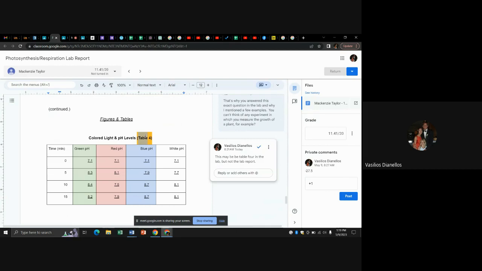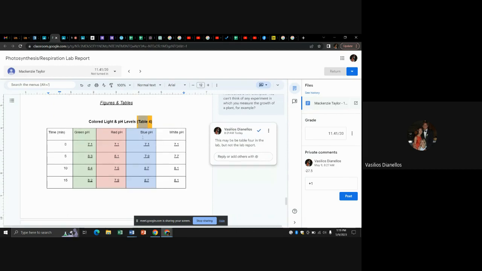So if somebody were to read this lab report who has no idea what the lab is, they would hopefully look at this and say, "What?" That would probably confuse them. Like, well, where's table 1 through 3? But again, you didn't lose points for that.